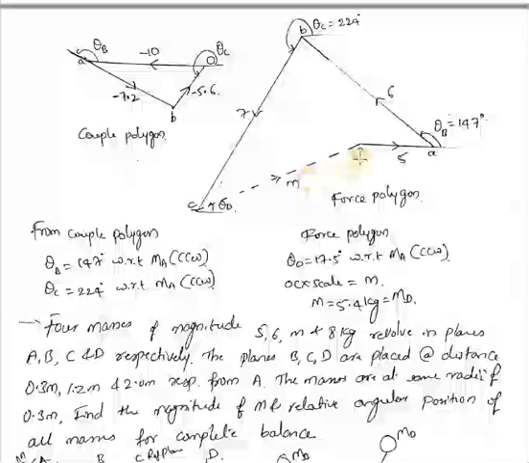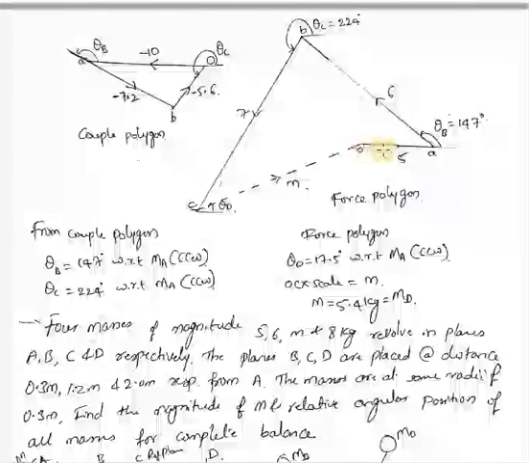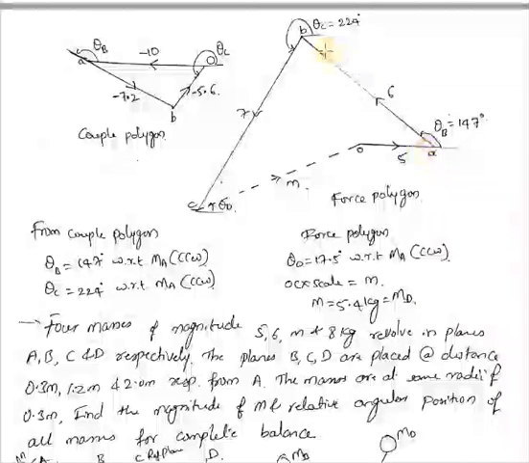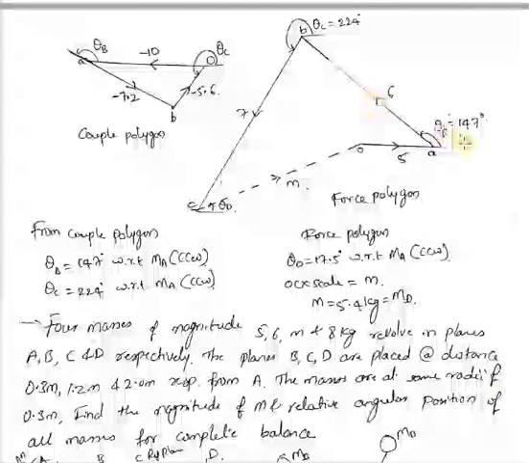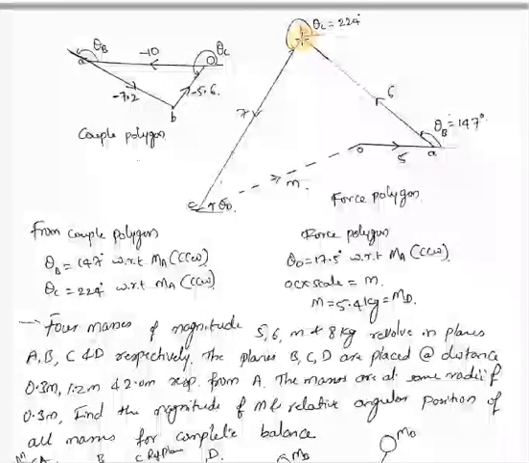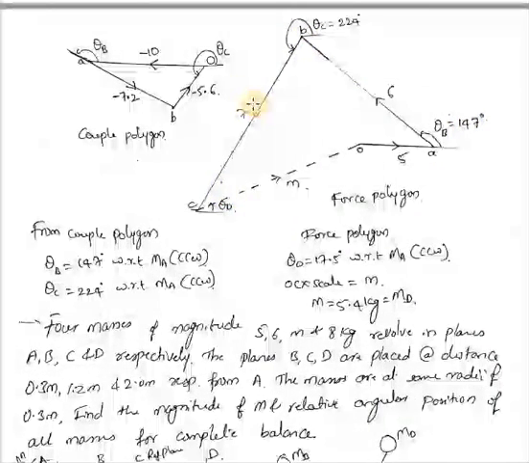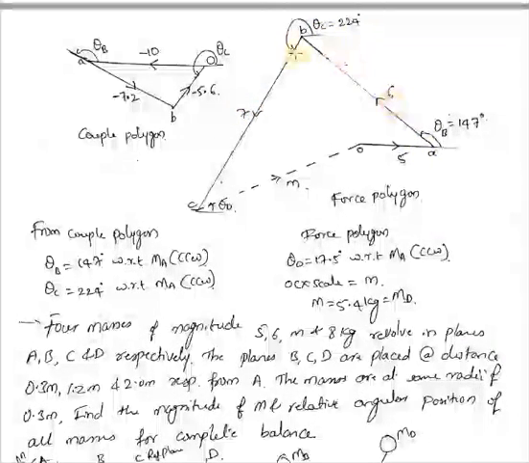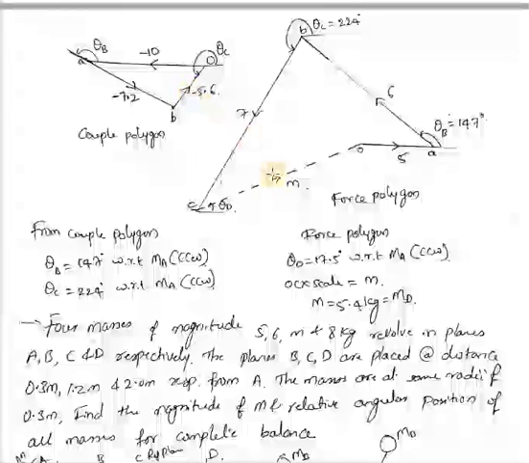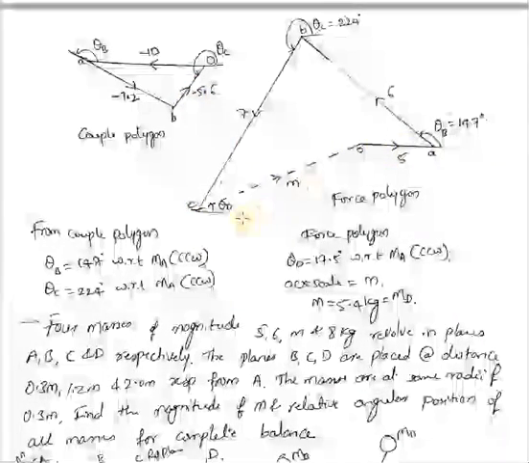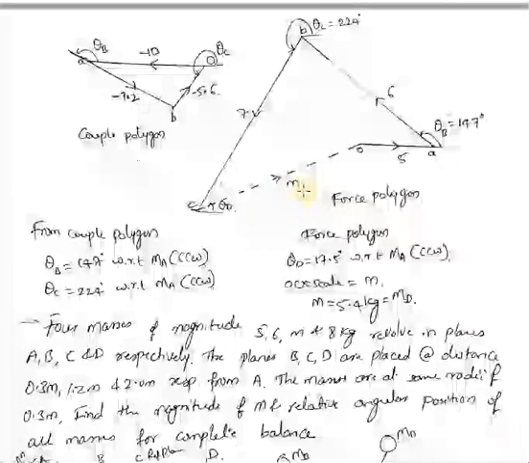After that you construct the force polygon. Start from O to A, magnitude should be 5. Then A to B, magnitude should be 6 and angle should be 147 degrees. Then B to C, magnitude should be 7 and angle is 224. These two angles you got from this couple polygon. Then join this C to O to complete the polygon. Thus the length of this CO should be equal to M.